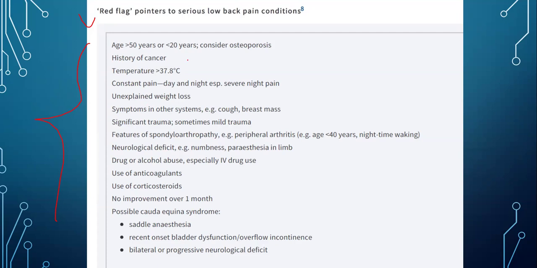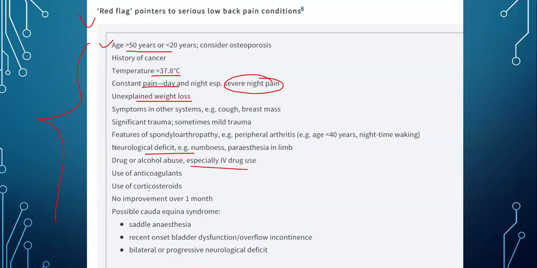Age above 50 and less than 20. Just because they are more than 50 doesn't put them in a red flag category; with this age, there has to be some of the other things. History of cancer, fever, constant pain, especially night pain, is always important to rule out. Unexplained weight loss and significant trauma. Neurological deficit, especially progressive neurological deficit like numbness, dead arm, dead legs, that's important. Progressive loss of sensation, progressive weakness, these are always important to rule out.